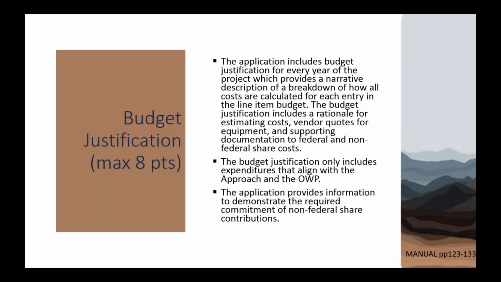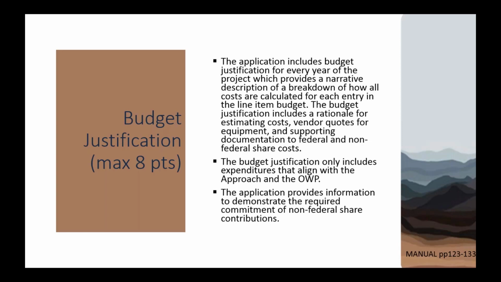The budget justification is the companion to the line item budget, and it details how the costs in the line item budget were determined. It includes calculations that you use to obtain the dollar amounts in the line item budget, and this goes for both federal and non-federal resources. It's basically your narrative, the story of the line item budget.